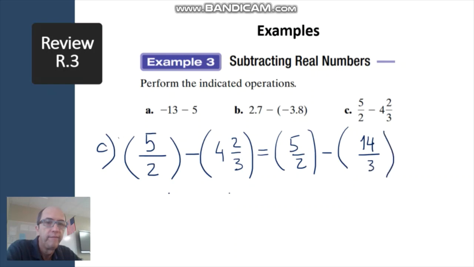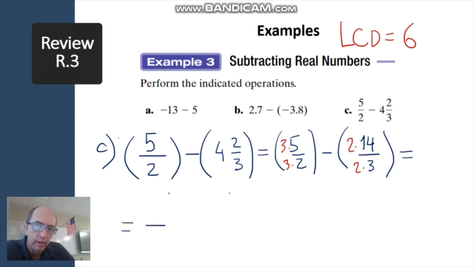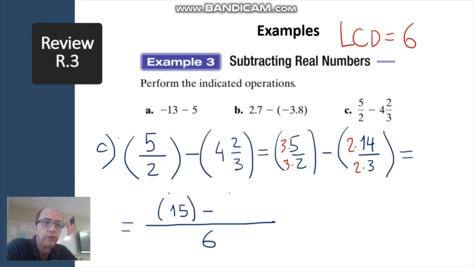over 3. And what's going to be the least common denominator? We have 2 here, 3 here, 2 times 3, 6. Multiply to make 6, multiply by 3. To make 6, multiply by 2. Draw a long bar here, write down the least common denominator, and on the top here you have 3 times 5, 15, minus 2 times 14, 28.